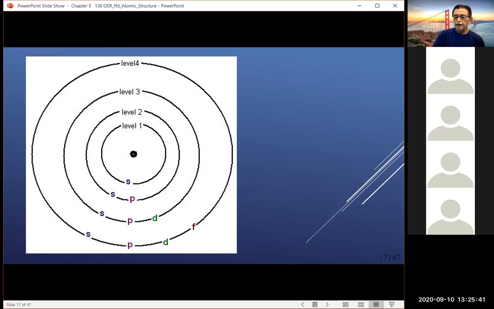Second energy level, we have the S and the P orbits. And the third, we got the S, P, and D orbits. And then finally, the fourth has S, P, D, and F orbits. The numbers, the levels, are the energy levels. The letters S, P, D, and F are designated as orbits, okay?